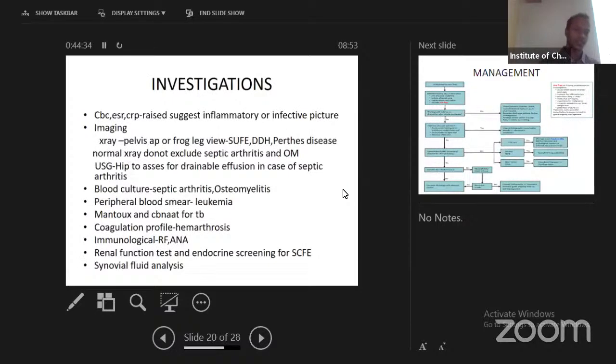Investigations: CBC, ESR, and CRP, if raised, suggest an inflammatory or infective picture. Imaging: X-ray pelvis AP or frog-leg view is usually done to assess developmental dislocation of the hip, Perthes disease, and slipped upper femoral epiphysis. A normal X-ray does not exclude septic arthritis and osteomyelitis. Ultrasonography of the hip is done to assess drainable effusion in case of septic arthritis. Blood culture will yield evidence in septic arthritis and osteomyelitis. Peripheral blood smear should also be done to rule out leukemia and other malignancies. Mantoux and CBNAAT for tuberculosis assessment. Coagulation profile should be done to assess hemarthrosis.